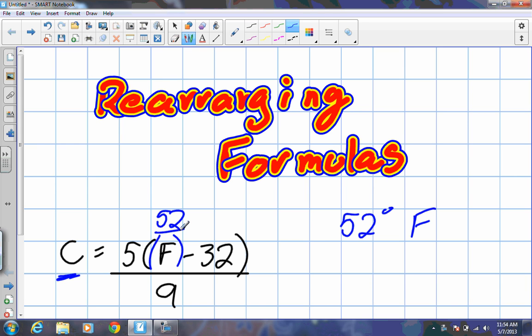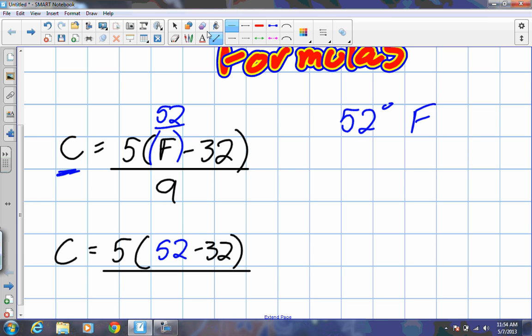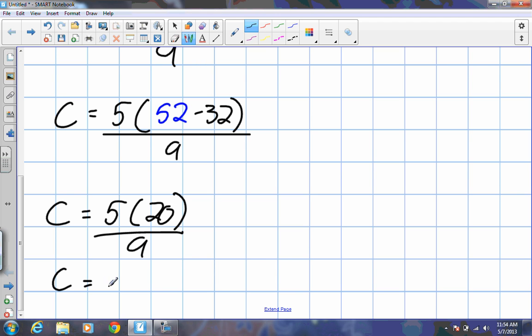We're going to go over yesterday's and then add today's. So this would be a very simple process. We would just plug our number in. We'd end up with C is equal to 5 times (52 subtract 32), all divided by the value of 9. What is 52 subtract 32? 20. So our Celsius would be equal to 5 multiplied by 20, and all of that needs to be divided by 9. 5 times 20 will give us 100.